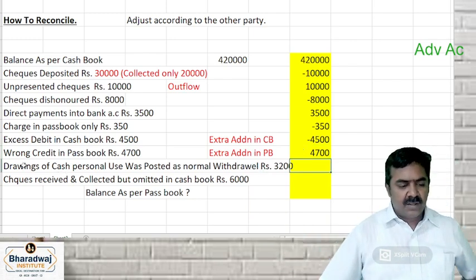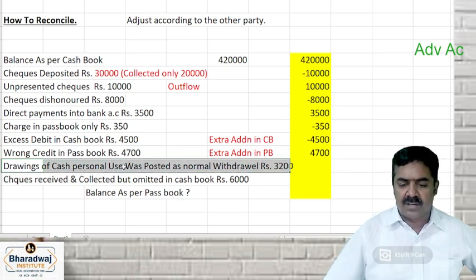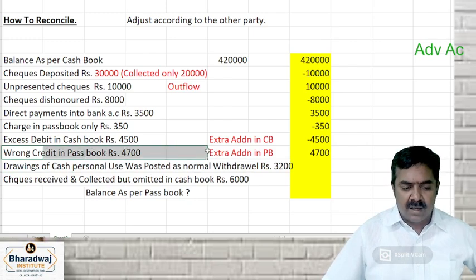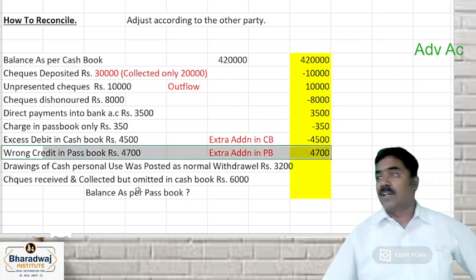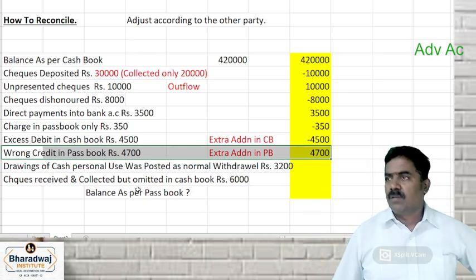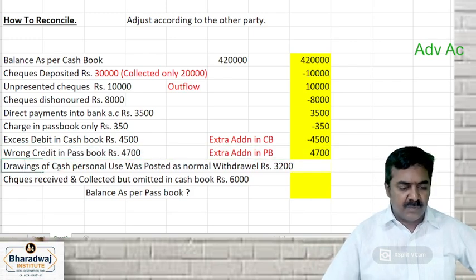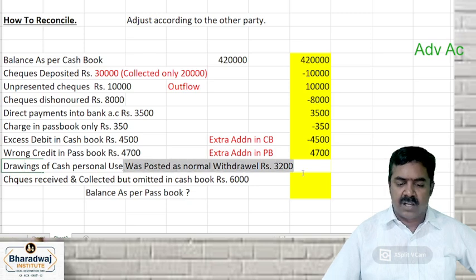Next. Drawings of cash for personal use was normally posted as, I repeat, wrong credit in passbook. They have added extra in passbook. Passbook balance will be more. Let us also add it in the cash book. Drawings of cash for personal use was posted as normal withdrawal.